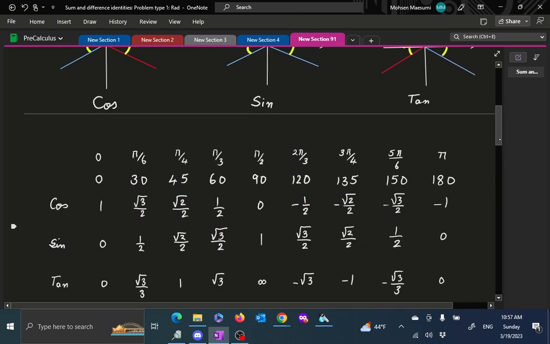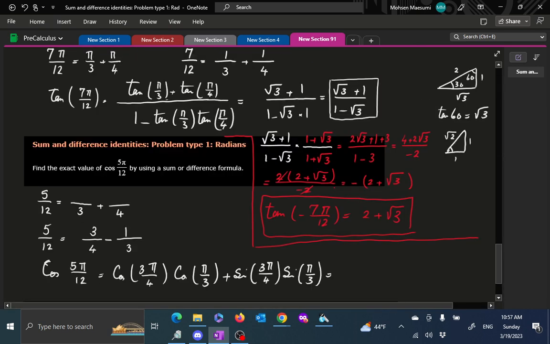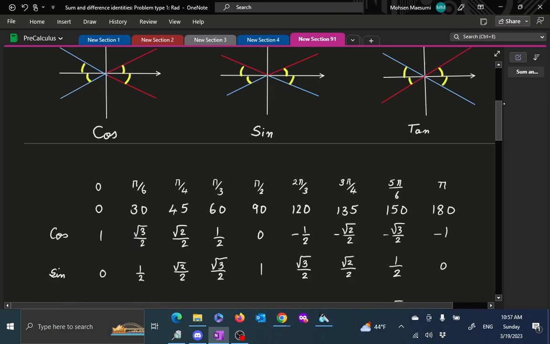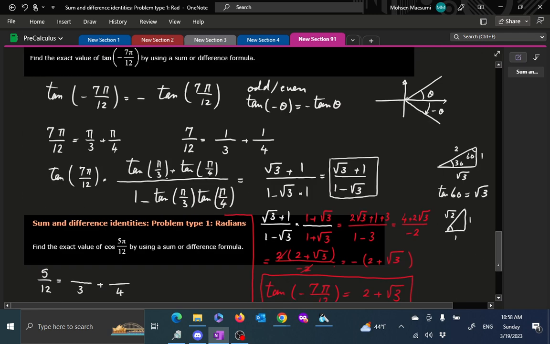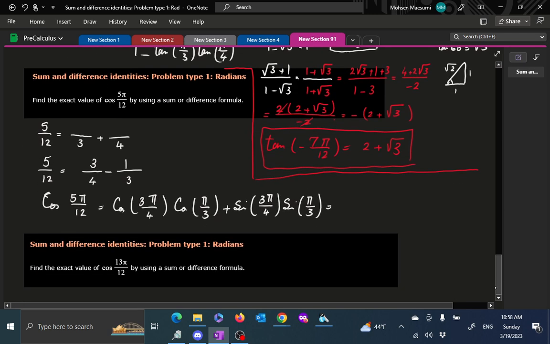If you want to avoid using the table, then we have to use the reflection identities. They are going to, or odd-even identities, they will do the job for us. So minus radical 2 over 2 for the first one.